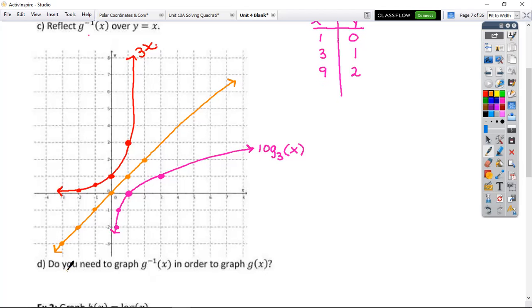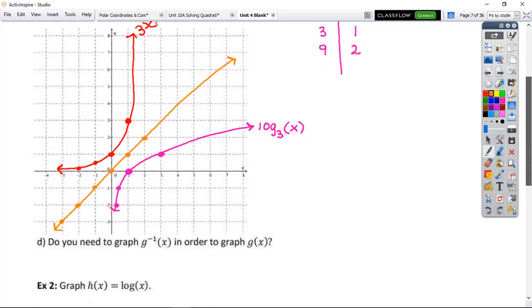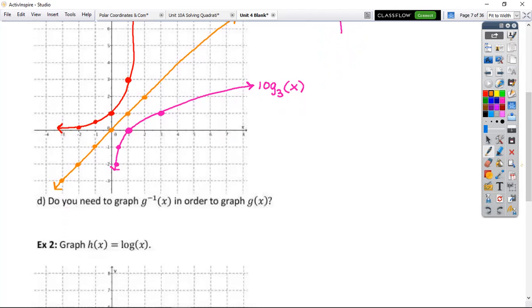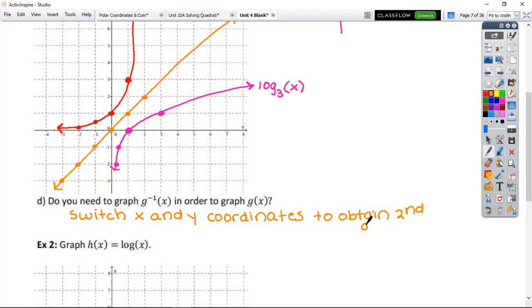Okay. Do we need the graph of the inverse in order to graph the original? What I want you to state there is that we are going to switch the x and y coordinates to graph the second function. So you can always switch your x and y coordinates to obtain the second graph if you needed to. Otherwise, you can just always still use the calculator because you guys do have that option. They don't take your calculator away from you.